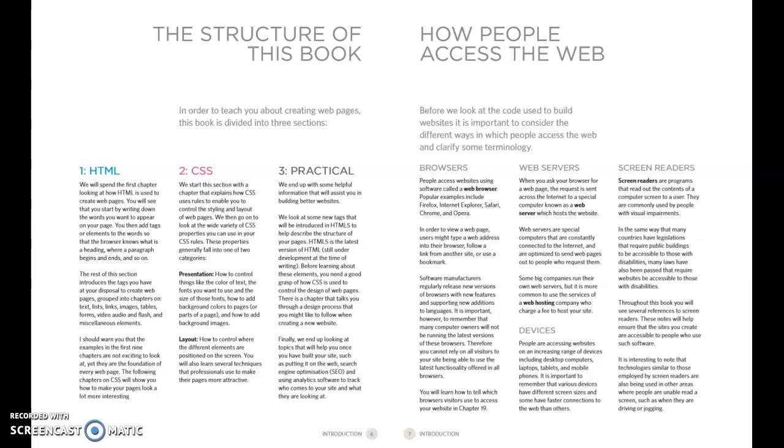Lastly, on this page, we have screen readers. These are programs that read out the contents of computer screens to a user. They are commonly used by people with visual impairments. Throughout this book, you will see several references to screen readers. These notes will help ensure the sites you create are accessible to people who use such software.